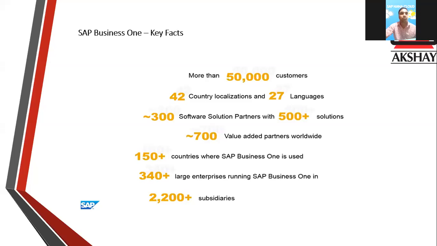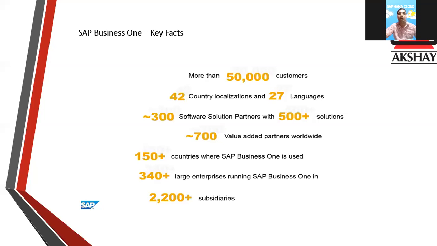So as you can go through the screen, you will come to know that SAP B1 has 50,000 customers worldwide. It has 42 country localizations and has been made in 27 languages. 300 software solution partners with 500 plus solutions. As I told you about Akshay Software Technologies, we are one of the leading silver partners. Likewise, there are 700 value-added partners worldwide. So you will come to know that this is a globally known software, that is SAP.